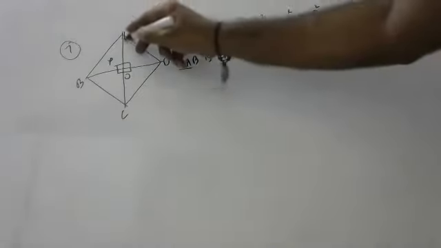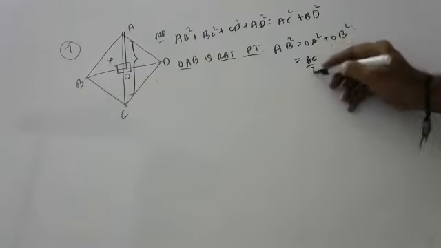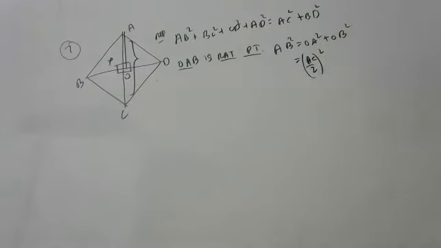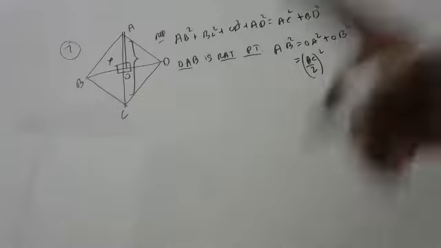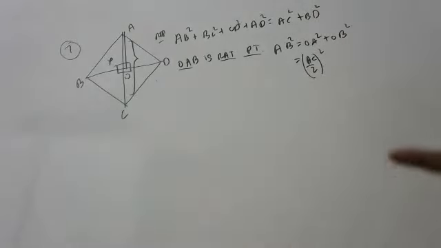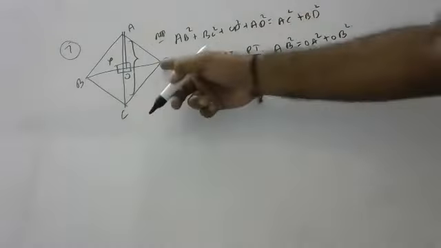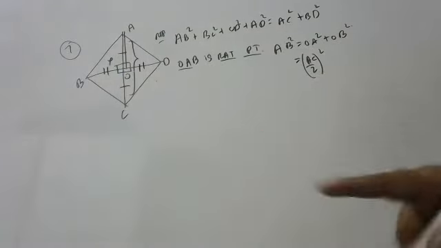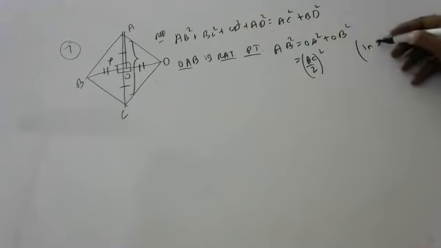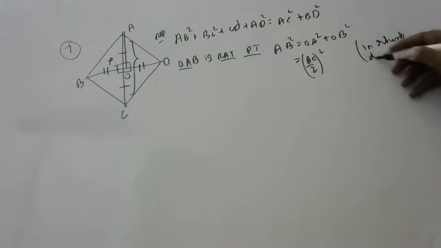What is OA, children? OA is equal to OC, which is AC by 2, whole square. Because in a rhombus, diagonals bisect each other. We studied this in 9th and 10th, children. Means this and this are equal, this and this are equal. I will write here: in a rhombus, diagonals bisect each other.